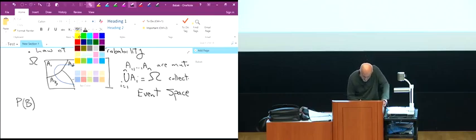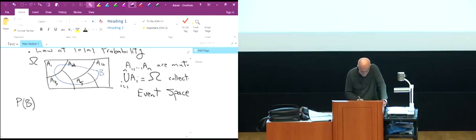Talk to your neighbor. How would I split this? I want to write the probability of the event B as a sum of a bunch of probabilities of events that are non-overlapping. How would I do that?